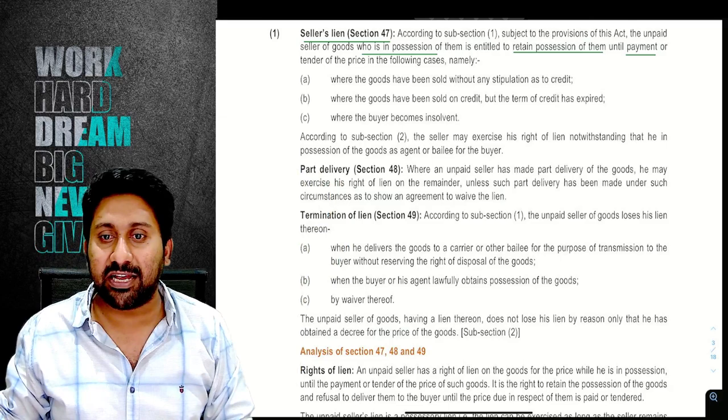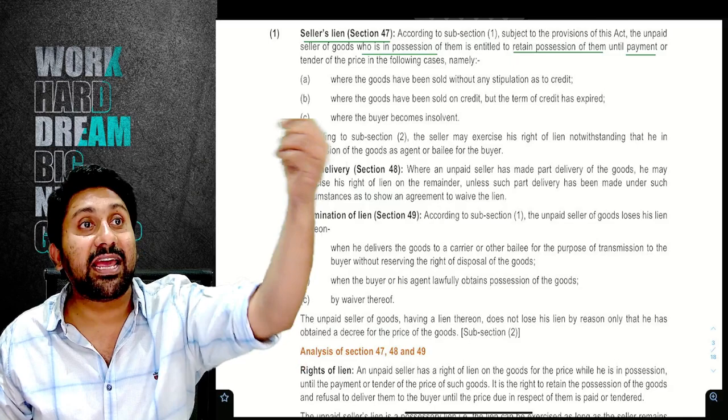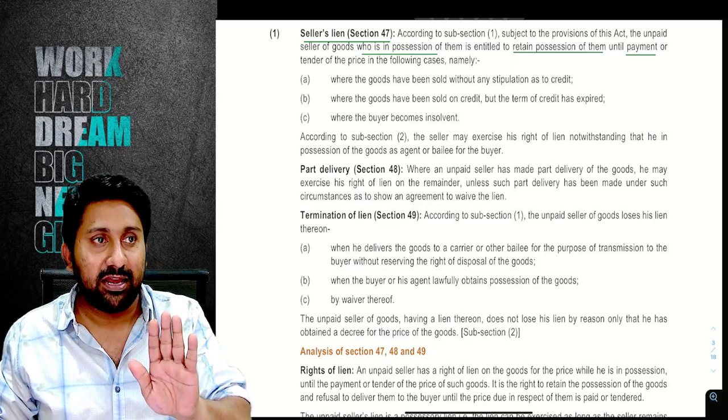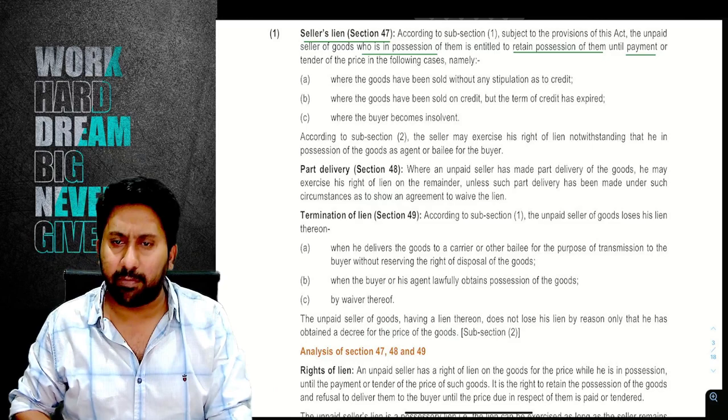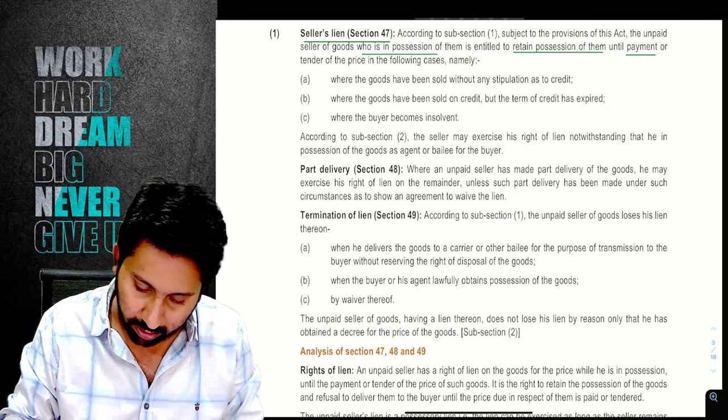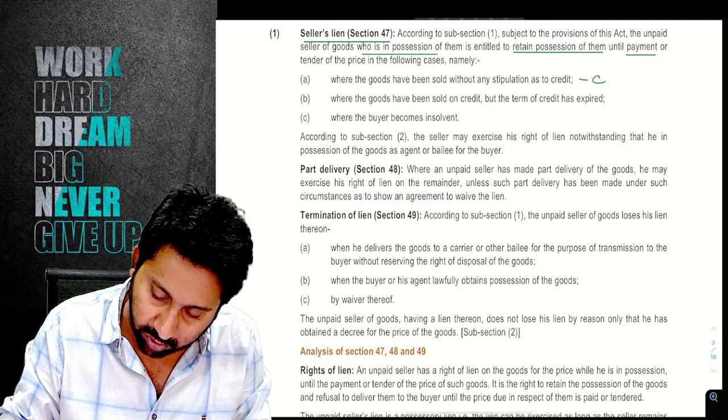Or an agreement entered today for a sale happening in the future. That's not a credit transaction: cash, delivery will be made on the spot, payment will be made on the spot. Agreement entered in the past, and on the due date you didn't make the payment, I won't deliver the goods. I will exercise the lien where the goods have been sold without a stipulation as to credit. This is also called a cash sale.